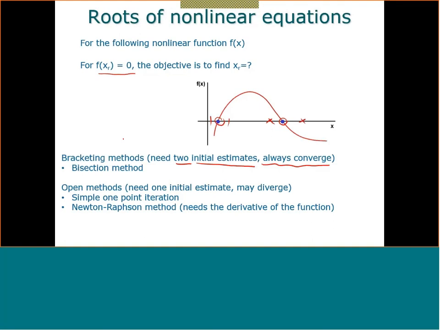Today we will cover the bisection method, and we'll cover only one bracketing method. There are some other methods, but we'll cover only the bisection method. And there is something called the open methods. For these, we need only one initial estimate of the solution. We don't need to have multiple estimates. These ones are relatively faster in converging, but sometimes may not converge. And we will study two methods, the simple one-point iteration and the Newton-Raphson method. So these are the two methods that we will be studying.